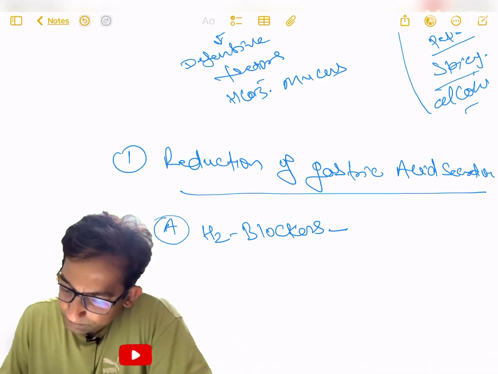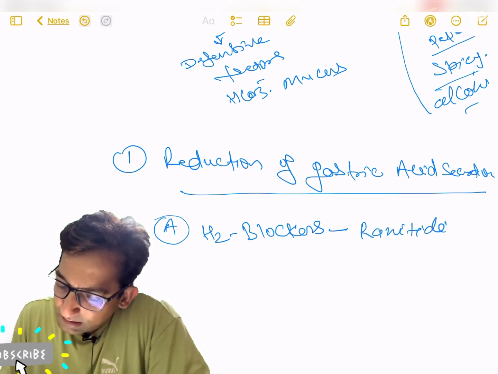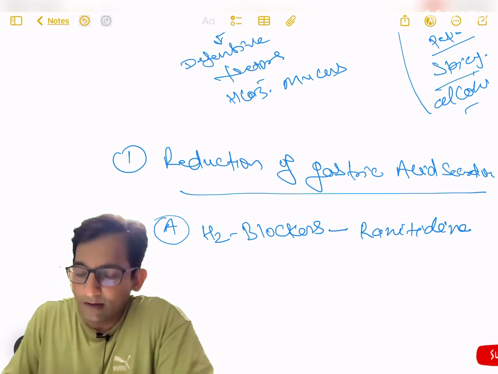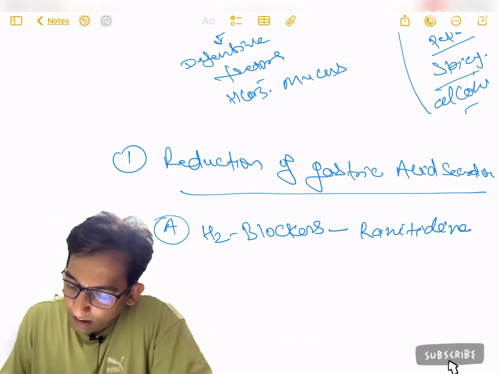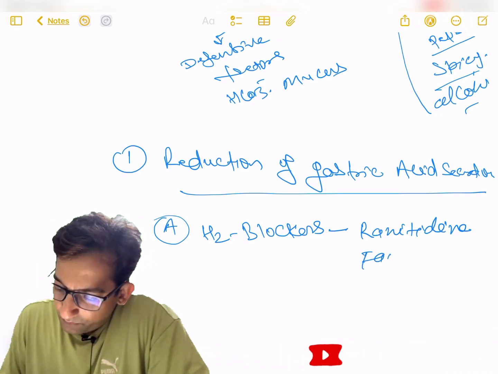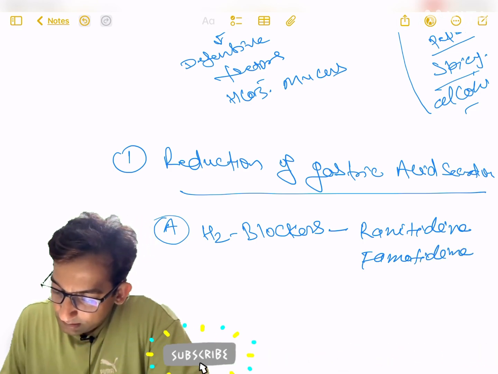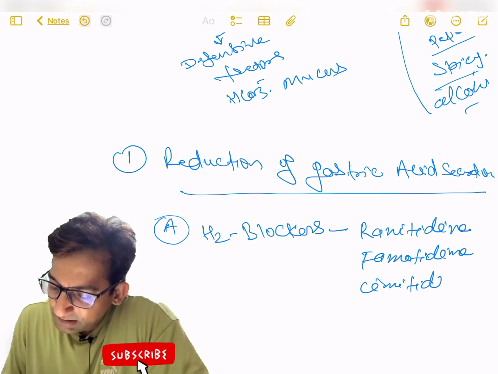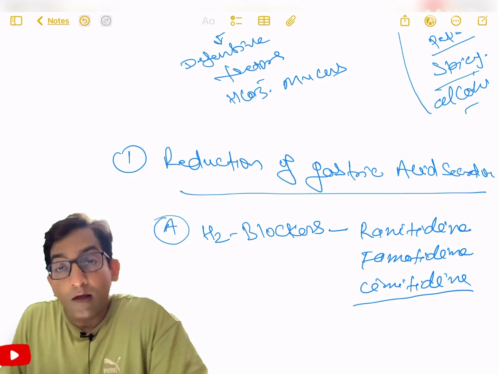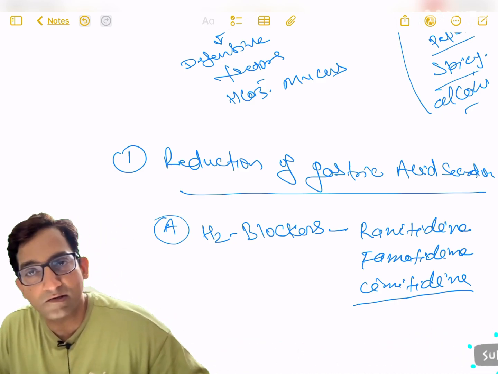Examples are ranitidine. Ranitidine is nowadays widely used at a dose of 150 mg to 300 mg twice a day. Other examples in this category are famotidine and cimetidine, but cimetidine is not used nowadays because it interferes with the reproductive system in males and females. That's why we do not use cimetidine nowadays.